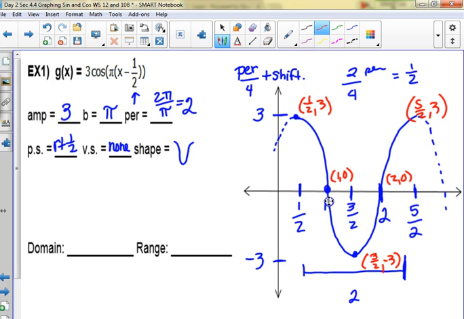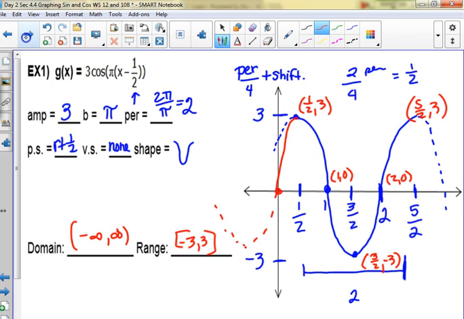If I were to go back, this should actually go through the origin, shouldn't it? Because the quarter point is half a unit this way. So we actually could have written another equation for this and it would have been a sine graph. Okay. Domain -infinity to infinity, range -3 to 3. Any questions? Hey, that would be the end of the easy ones.